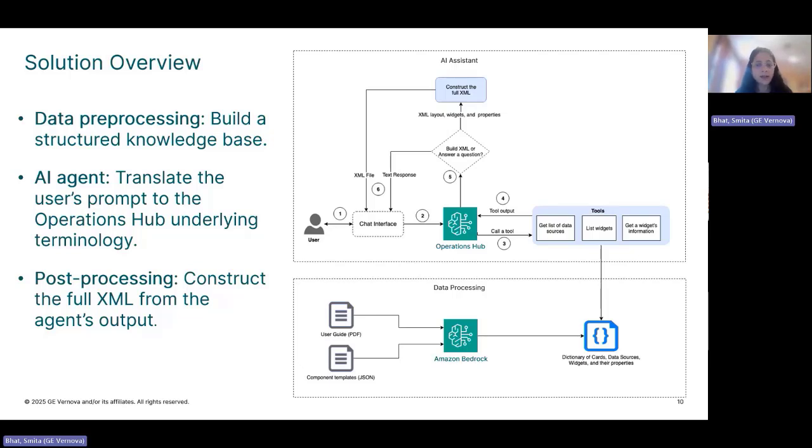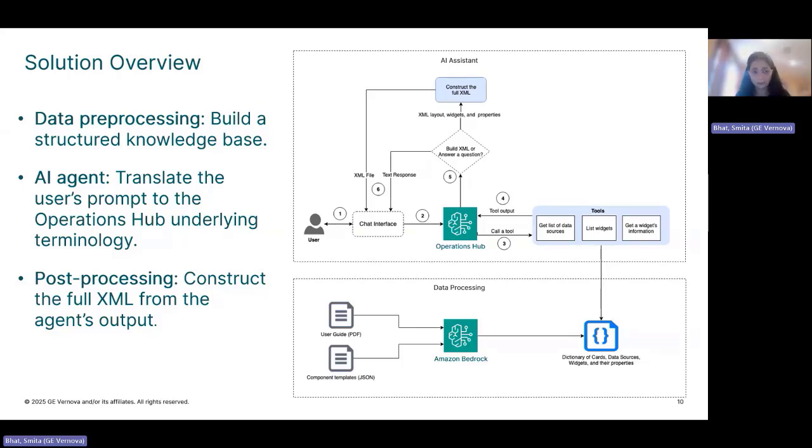There is data pre-processing. What does that mean? It is this section down below. A lot of ingestion happens in terms of looking at the user guides that we have and all the component templates used within Operations Hub, fed into Amazon Bedrock. Then, for lack of a better term, we have a dictionary of sorts which has all of the visual elements, the data sources, their properties, etc., that the AI agent can then use.